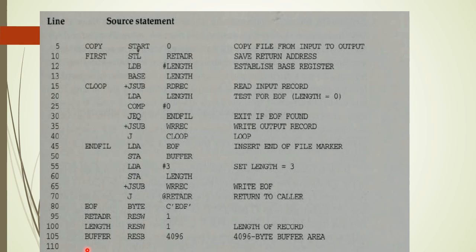If a line starts with a dot, it is a comment line. In the next slides onwards, we'll see how to calculate the object code for these instructions. I have not included the entire program. In this program, there are three sections. Out of three sections, I have included only the first section here.